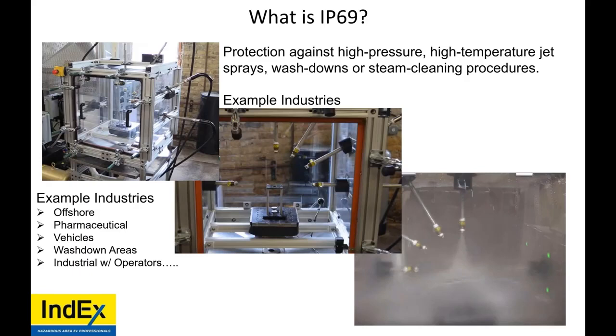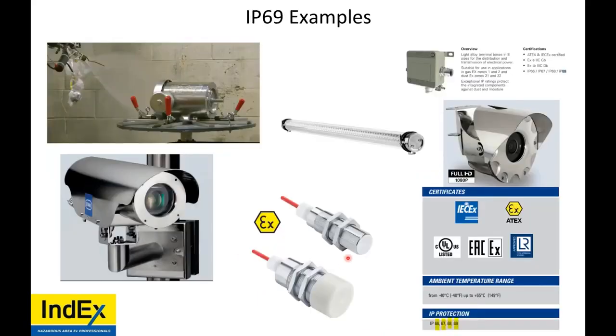Now, IP69 examples. We have motors. We use, let's say, pharmaceutical industries. We do not want dust getting in there. It can cause explosions. But you need to clean down that motor sufficiently. Pressure washers or steam cleaning is usually used.